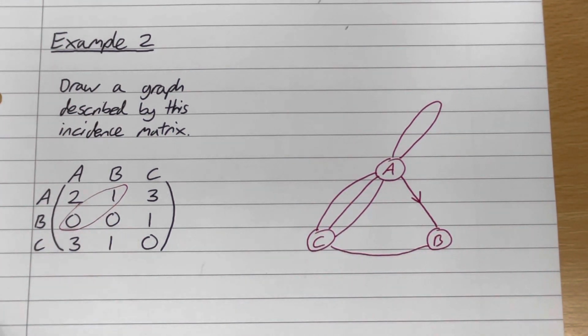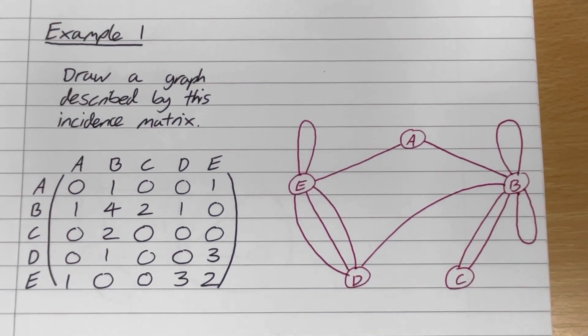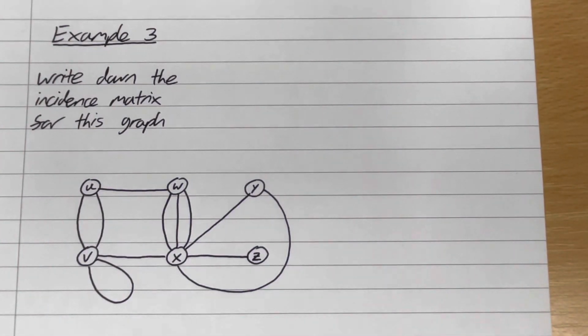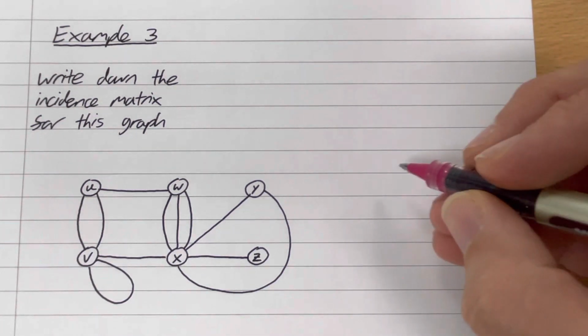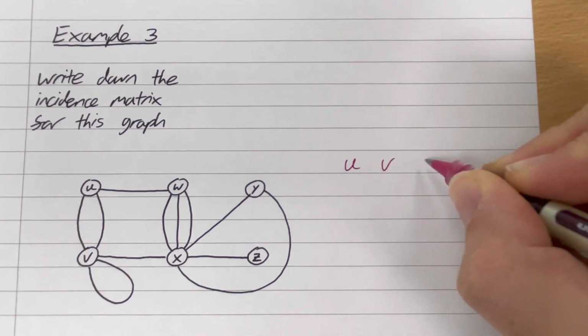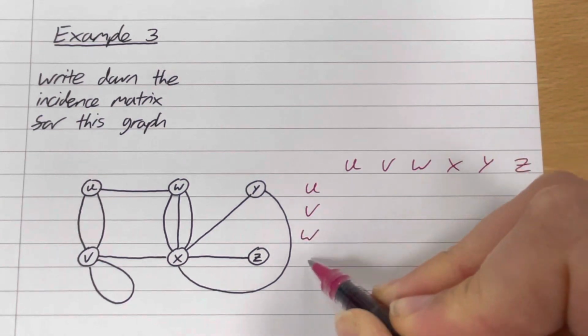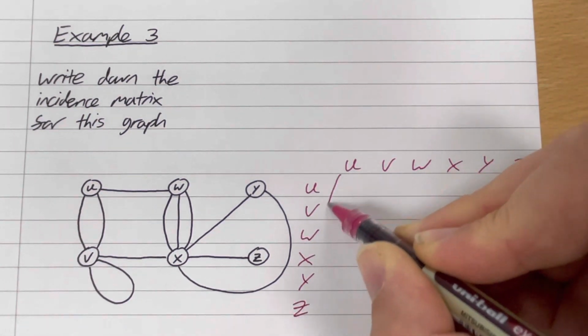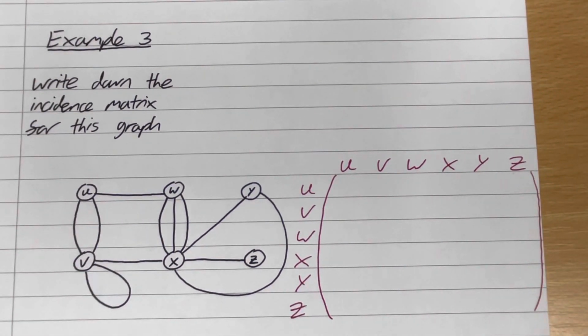Okay, the only other thing I want to touch on is going the other way. So in these 2 examples, we've gone from incidence matrix to graph, but occasionally you might be required to go from graph to incidence matrix. So here I've got a graph, and I want to write down the incidence matrix for this graph. So we've got 6 nodes, so our incidence matrix will have 6 rows and 6 columns. I'm going to put the column headers in, so U, V, W, X, Y, and Z, and then U, V, W, X, Y, and Z. And then matrices have their brackets. And then I'm going to fill this out with how many arcs are connected.